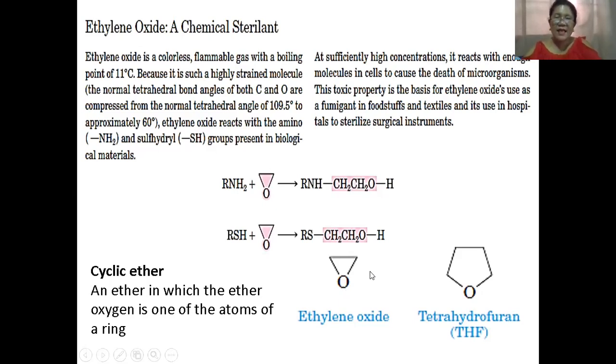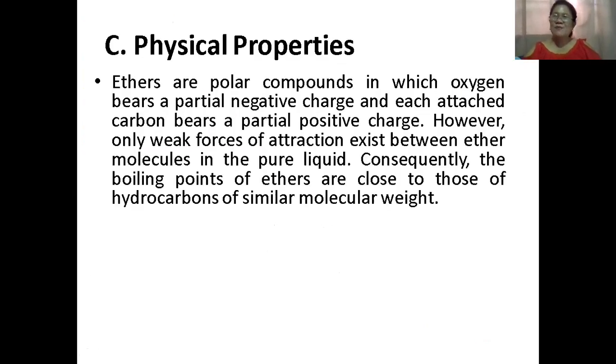Ethylene oxide, an ether in which the ether oxygen is one of the atoms of the ring. And this one is tetrahydrofuran. Later on, you will know this in biochemistry. So what are the physical properties of ethers?